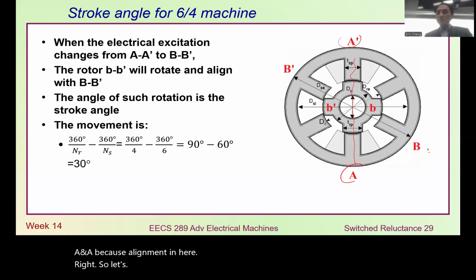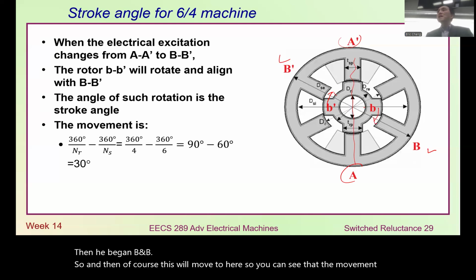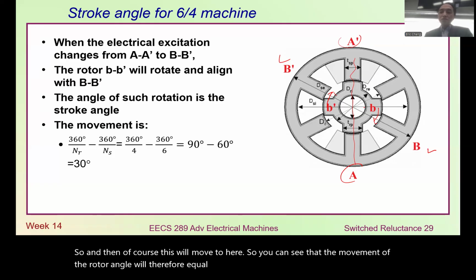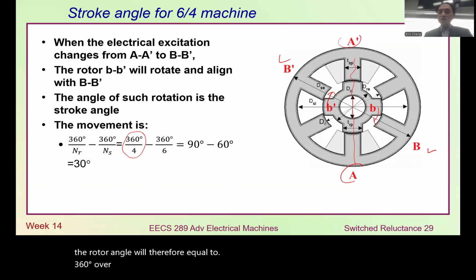then he will energize B and B. And then of course, this will move to here. So you can see that the movement of the rotor angle will therefore equal 360 degrees over 4, so this is 90 degrees, minus the angle in here.